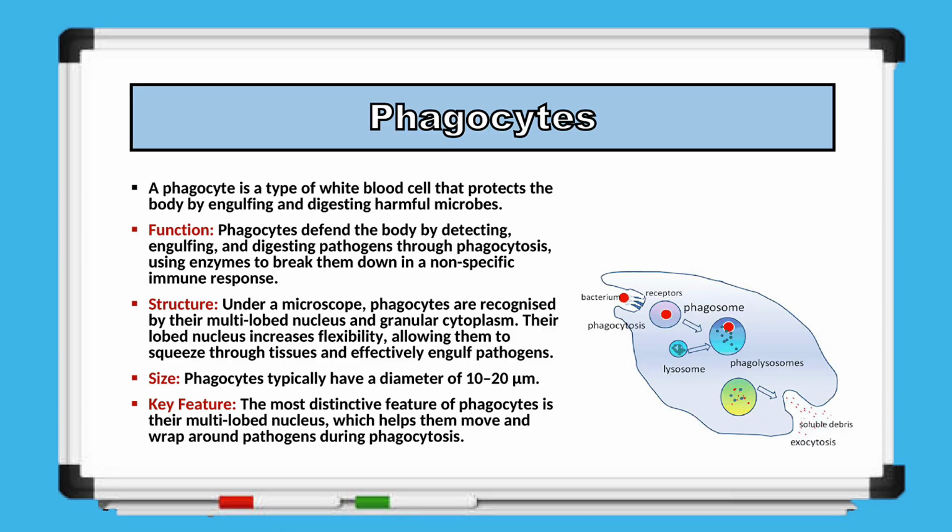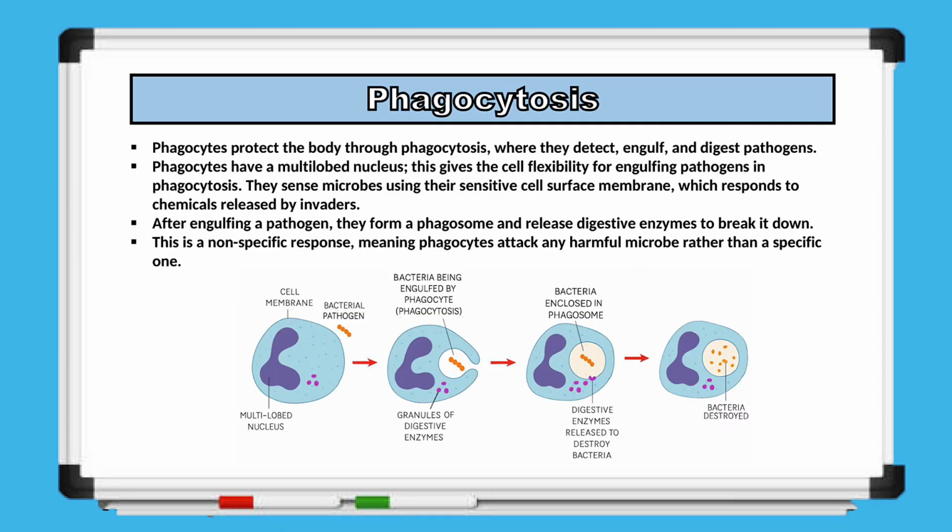Their key identifying feature is the multi-lobed nucleus, which plays an important role in allowing the cell to move, bend, and wrap around microbes during phagocytosis. This is how phagocytosis works. Phagocytes defend the body by detecting, engulfing, and digesting harmful microbes. Their multi-lobed nucleus gives them the flexibility needed to move through tissues and wrap around invading pathogens.